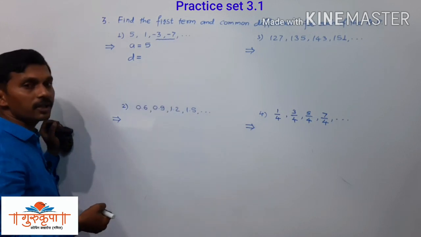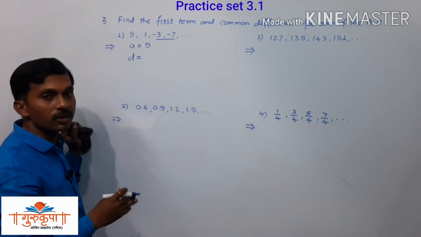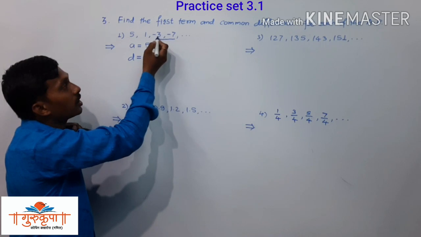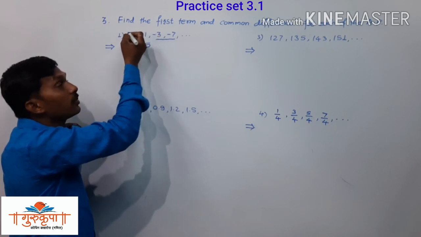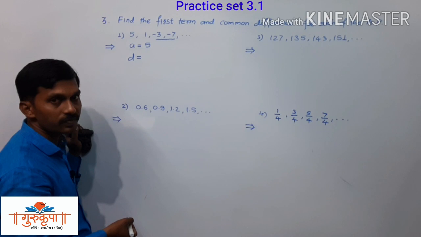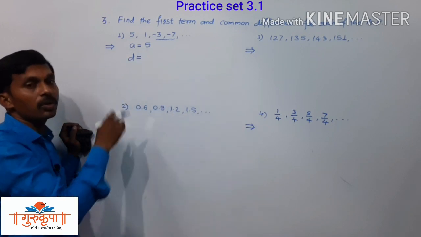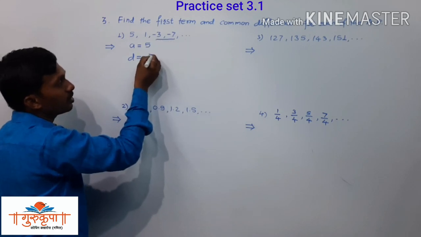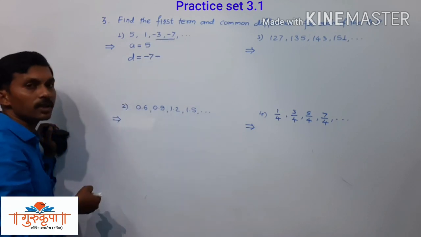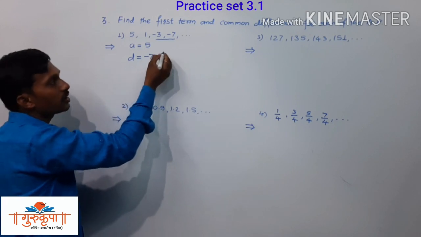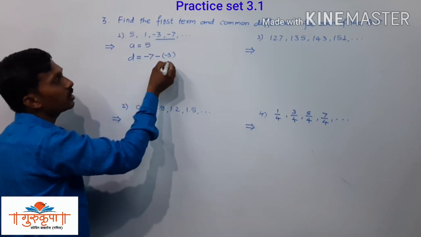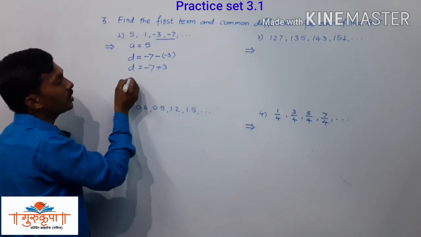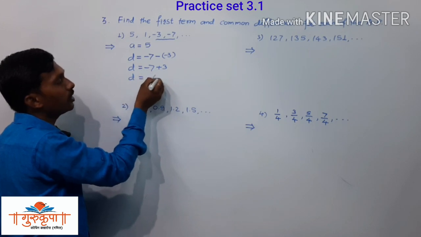While subtracting the terms, we have to subtract the previous term from the next term, that is T4 minus T3, or T3 minus T2, or T2 minus T1. You can take the difference between any two consecutive terms. Here we will take the difference between these two terms. This is minus 7 minus, since we have to take difference, T4 minus T3, minus 3. Now simplify this, minus 7 as it is, plus 3, and here we have D is equal to minus 4.